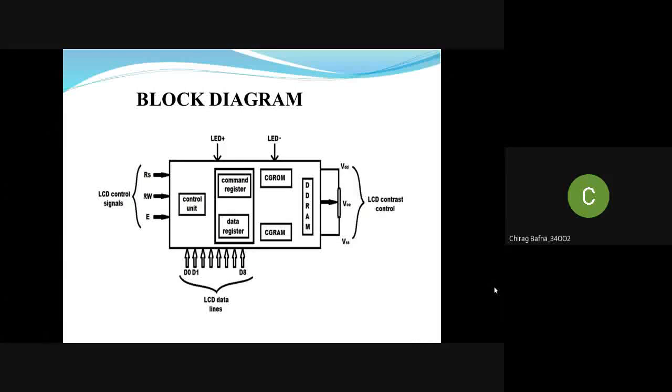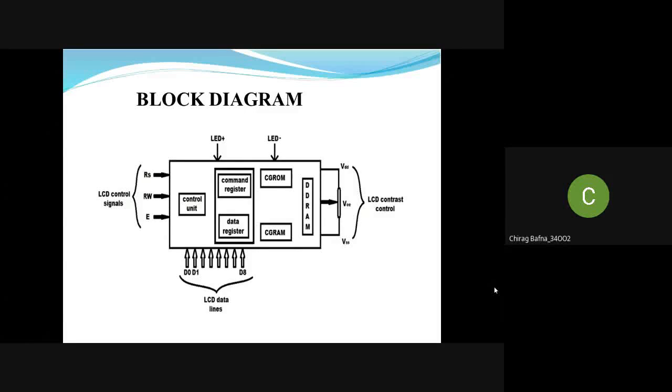This is the block diagram of the LCD. We have three control signals, that is RS, RW and E. These three control signals are given to the control unit, and the command register and data register are inbuilt over here. After that, we take the output from the DD-RAM through VCC, VDD and VSS.